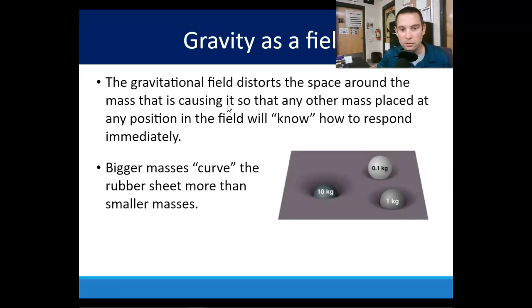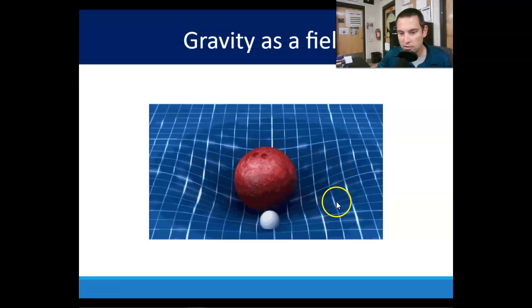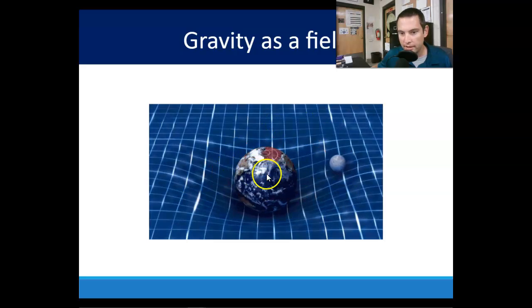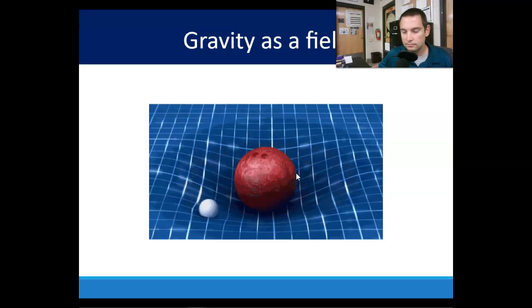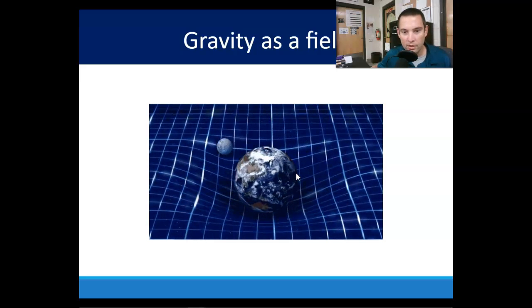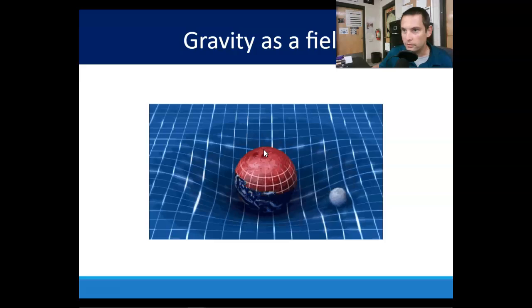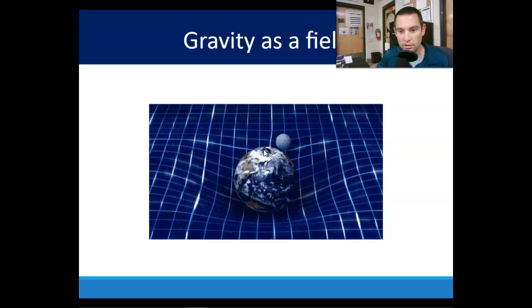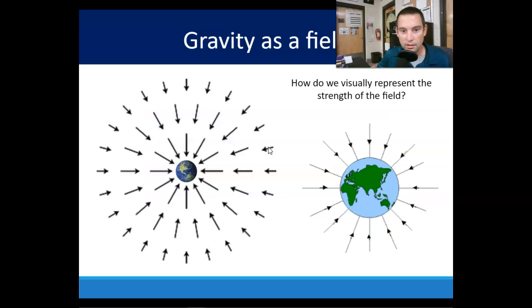Gravitational field distorts space around the mass that is causing it, so that any other mass placed at any position in the field will know how to respond immediately. Bigger masses are going to curve the rubber sheet, if you imagine this to be a rubber sheet, more than the smaller masses would. This is what it looks like. And then actually in space. So we have a bowling ball and golf ball, and then actually in space. This is Albert Einstein's theory of general relativity. In a nutshell, there's a lot more to it. I urge you to go look into it and research it more because it is extremely fascinating. But for us, that's all we need.